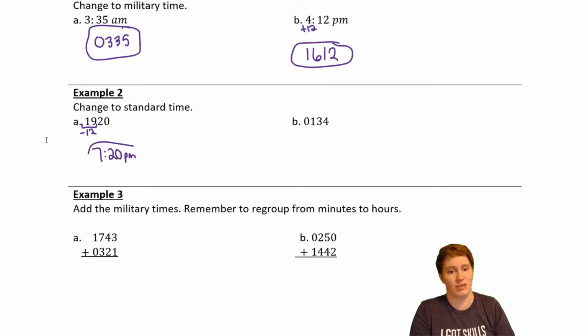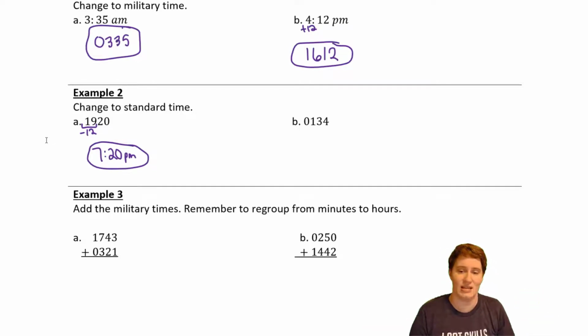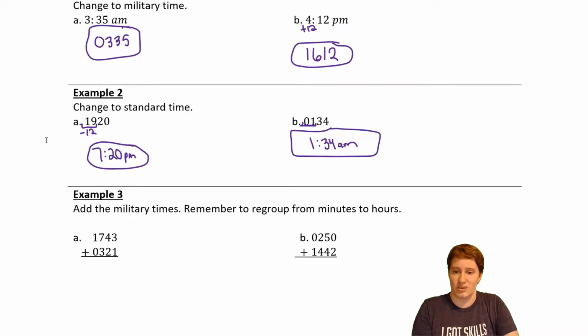And you have to put that p.m. there when we switch to standard time, because there's a difference between 7:20 p.m. and 7:20 a.m., right? If it's not bigger than 12, we look at the first two digits and we don't need to subtract. We just say, okay, this is 1:34, but it's a.m. because the hours number was less than 12. So that's how switching between those works.